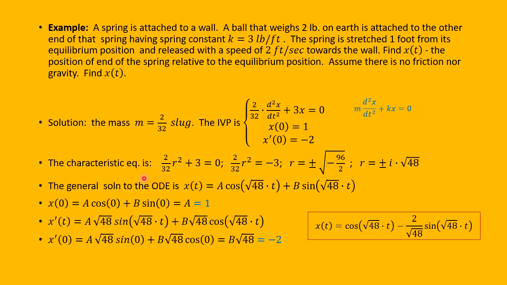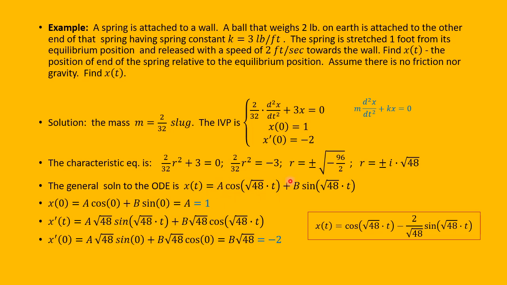So the characteristic equation for this differential equation is 2/32 r squared plus 3 equals 0. So 2/32 r squared equals minus 3. So r equals plus or minus the square root of minus 96 over 2. And that's the same as r equals plus or minus i times the square root of 48. So that tells us that the general solution is x of t equals some constant a times cosine of square root of 48 times t plus another constant b times sine of square root of 48 times t.